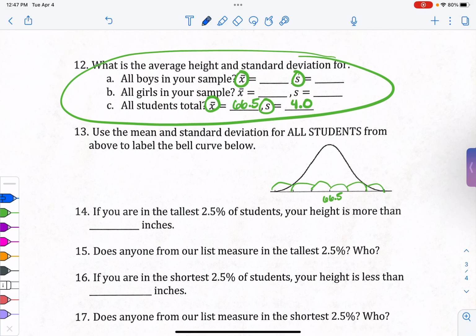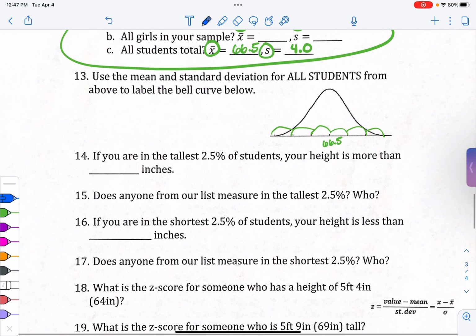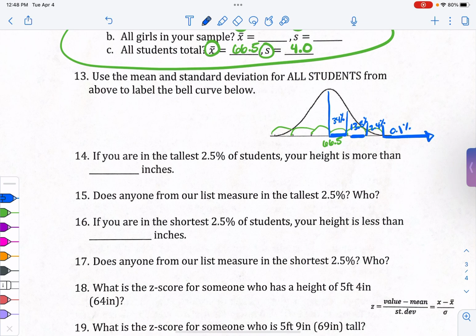Now, if we remember from the empirical rule, when we're talking about percentages, look at the way this is separated out: 34% is between these two, 13.5% is between these two, 2.4% is between these two, and 0.1% is from here on up, okay? So if I ask you for the tallest 2.5%, that's going to be anybody taller than this marking, right?